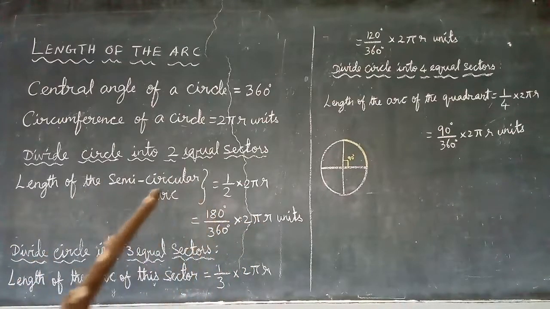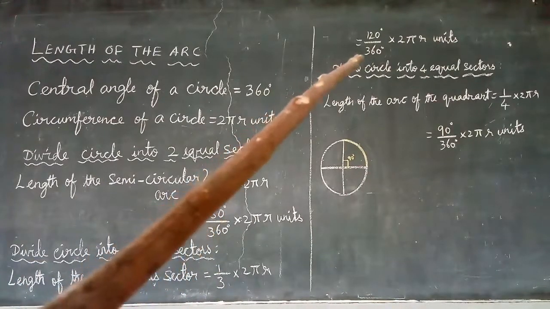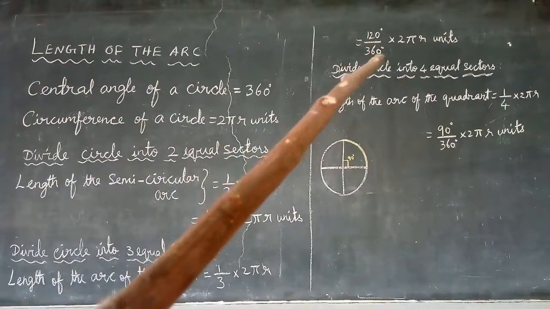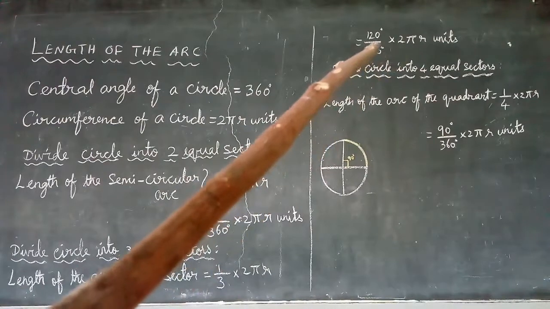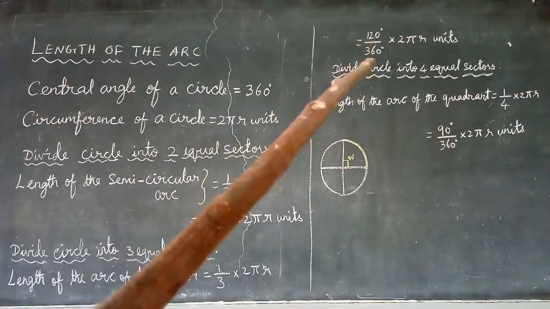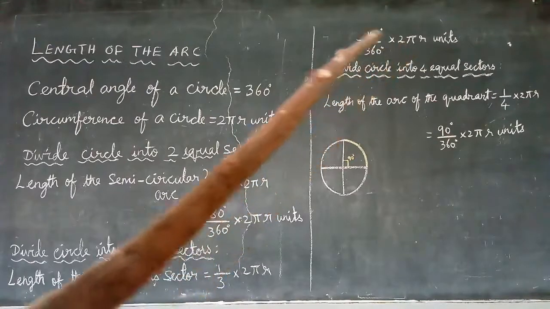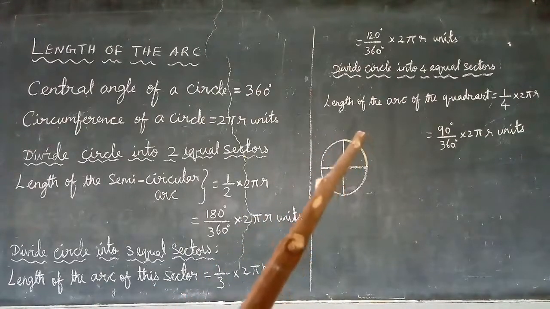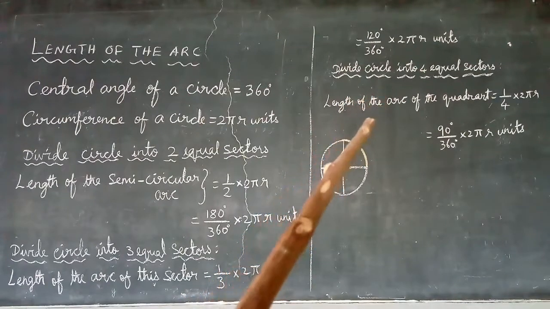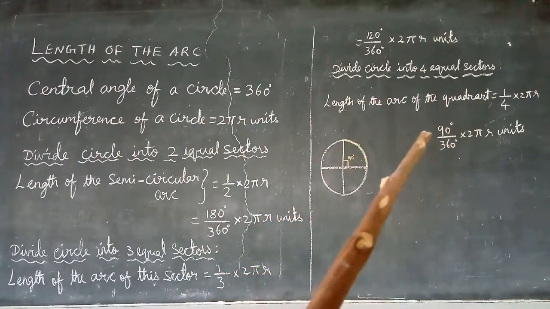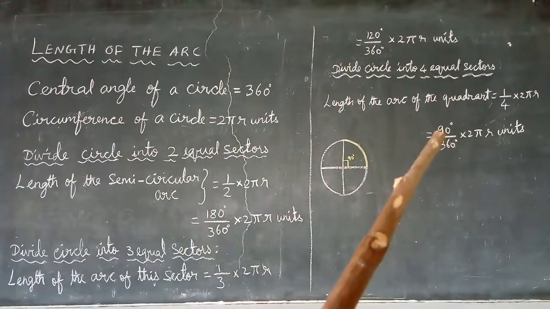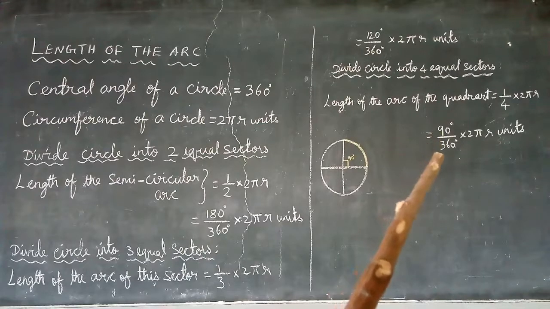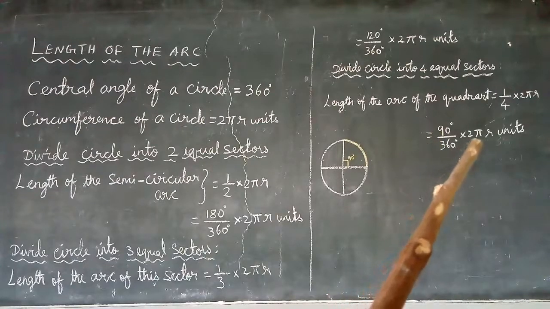180 degrees is the central angle of a semicircle. When dividing into 3 equal sectors, the length of the arc is 120/360 into 2 pi r. With the central angle 120 and the central angle of the circle 360, multiplied by the circumference, we get the length of the arc of one of those 3 equal sectors. Then the length of the arc of the quadrant is 90/360 into 2 pi r. 90 degrees is the central angle of the quadrant, 360 is the central angle of the circle, multiplied by the circumference.